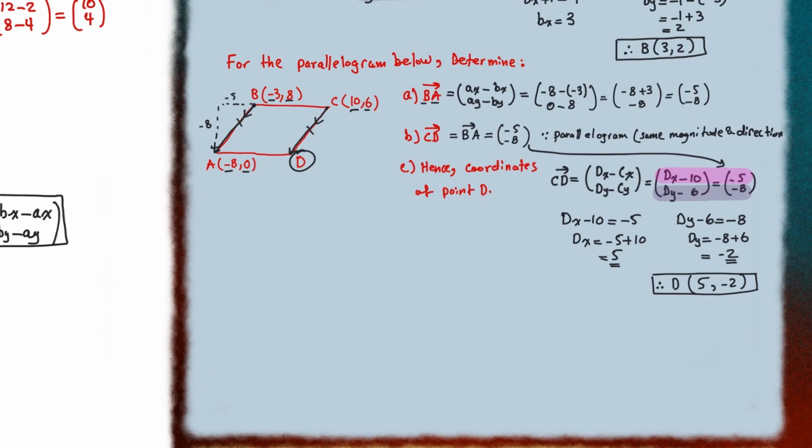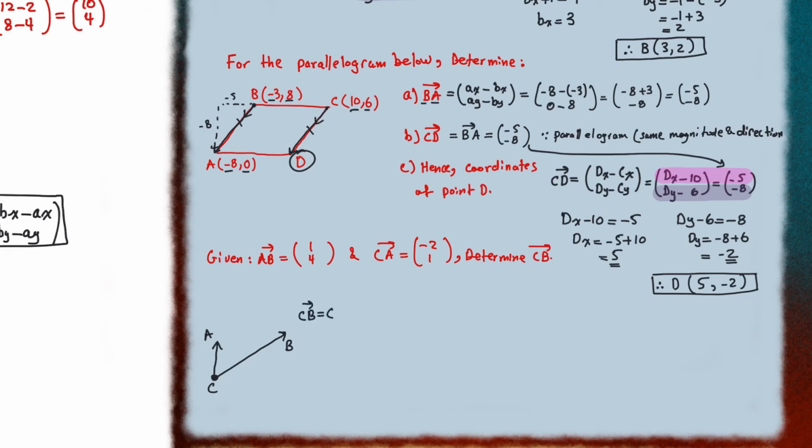For the last question in this video, we are given vector AB with components 1, 4, and vector CA with components negative 2 and 1. Based on those, we want to determine the vector CB. We're going to do this by drawing out our final vector, which originates at C and terminates at B. To get there, we originate at C, get to some point, in this case point A, and then from point A, go to point B. So this is the same as writing vector CB is equal to vector CA plus vector AB.